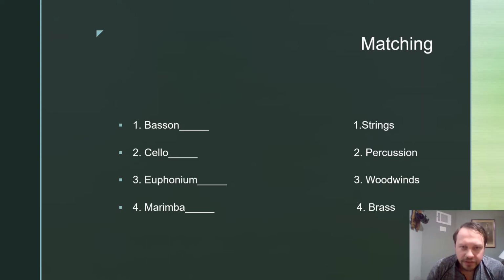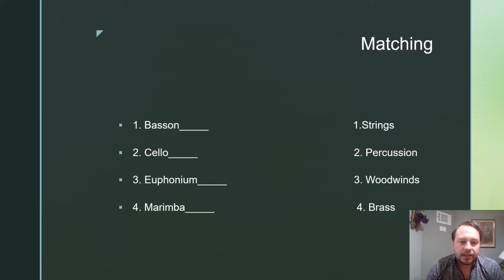So the first thing that's going to be on the test is a matching column that might look similar to this. All you have to do is take the instruments on the left and match them with the instrument families on the right. No need to draw confusing lines from one column to the next. On the left-hand side, there is a blank space after the instruments, and you just write down the number of the corresponding instrument family.